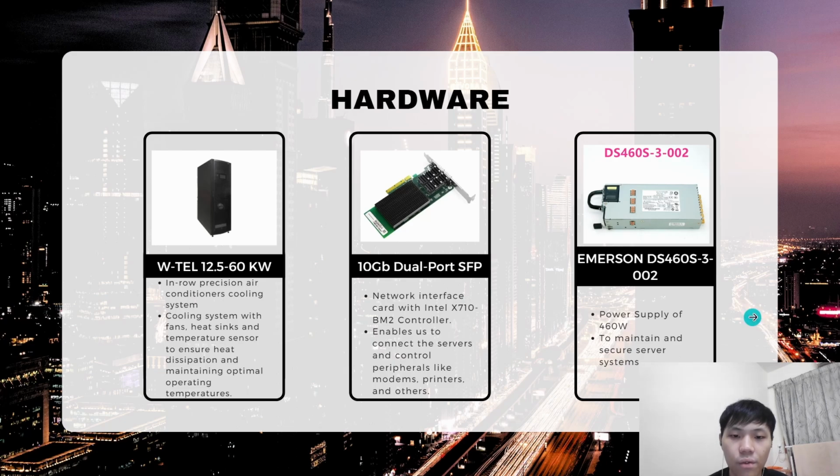Next, we use a 10 gigabit dual port SFP. It is a network interface card with the Intel X710-BM2 controller. It enables us to connect the servers and control peripherals like modems, printers, and others. Next, we are looking at the Emerson DS460S-3-002. It is a power supply that offers 460 watts. It is used to maintain and secure the server system in our project.